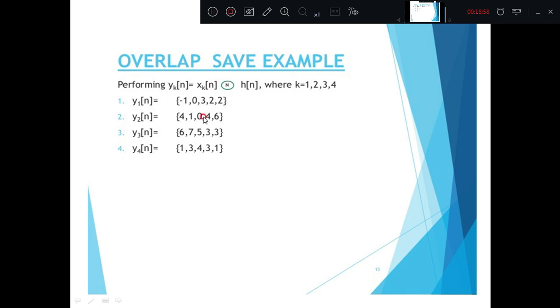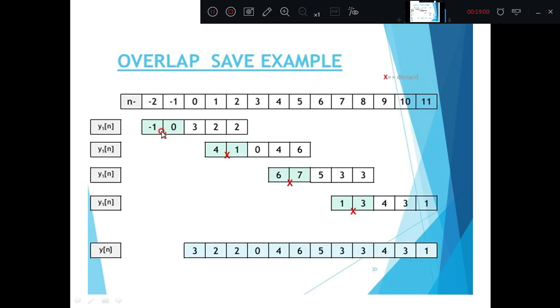Now you have to combine to get the final result, right? So here this is y1 of n, y2 of n, y3 of n, y4 of n. Just recall the procedure, the theoretical procedure we discussed, right? So what you have to do is, from each output block, you have to discard the first M minus 1 samples. M minus 1 is what? 2. So these are discarded, 3 2 2, 0 4 6, 5 3 3, and then 4 3 1, right?